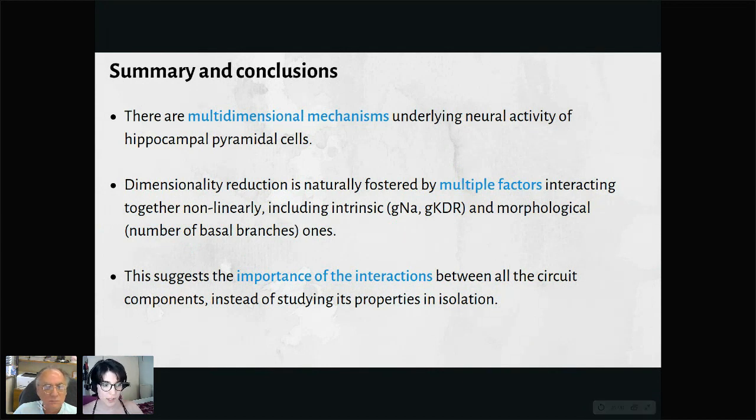And I like to see this as a reminder of the importance of studying the circuit with all its components, and that we have to make use of these super cool cutting-edge technologies that are coming, instead of studying the circuit's properties in isolation, to try to study them as a whole picture.